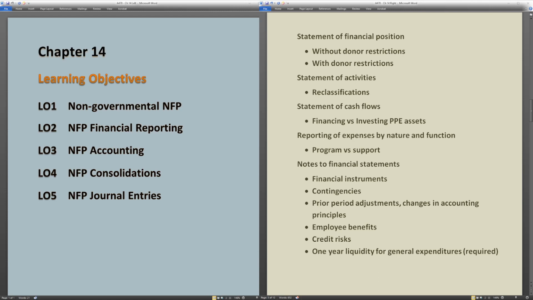And then we have an additional statement. It's not a required statement, but this information is required to be published somewhere: the reporting of expenses by nature and function, just what we were talking about, whether it's program or support or whether it's by a certain category. And then here are some notes. Let's first start off with the statement of financial position. One of the things we want to pay attention to is how it divides things up between with donor restrictions and without donor restrictions.